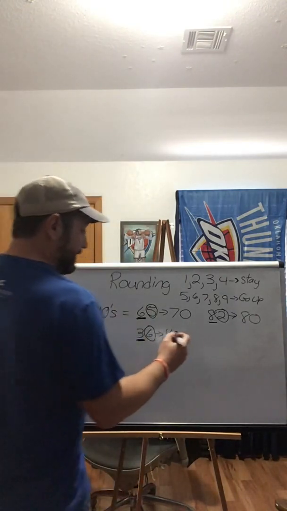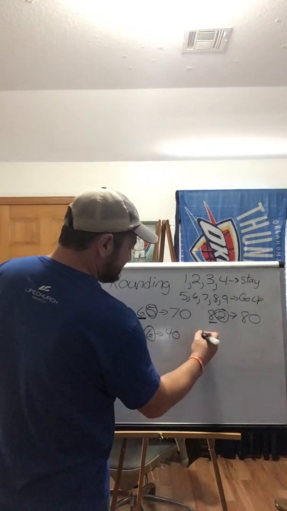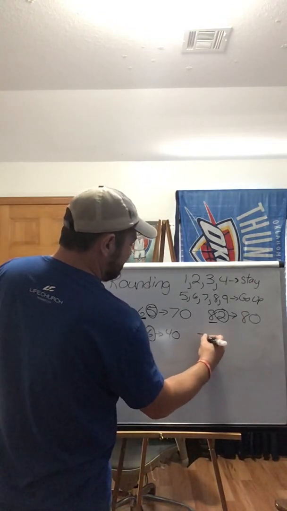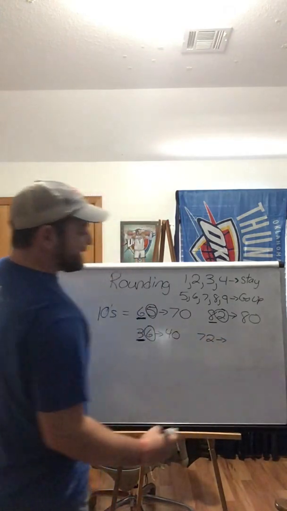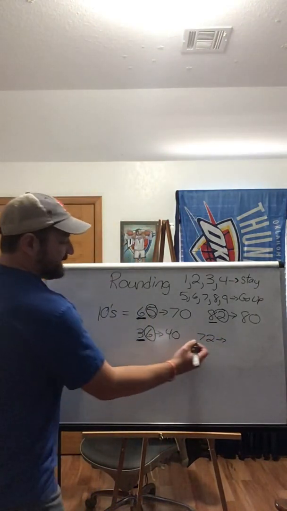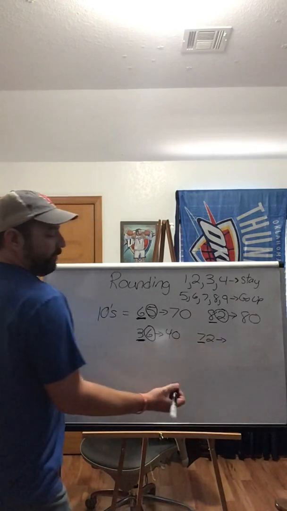Exactly. Here we go. Number 4 with the tens place. Let's say I have the number 75. No, let's do 72. Let's say I have the number 72. What's going to happen there? Again, I'm in the tens place, so I've got the 7. What am I going to do to the 2?